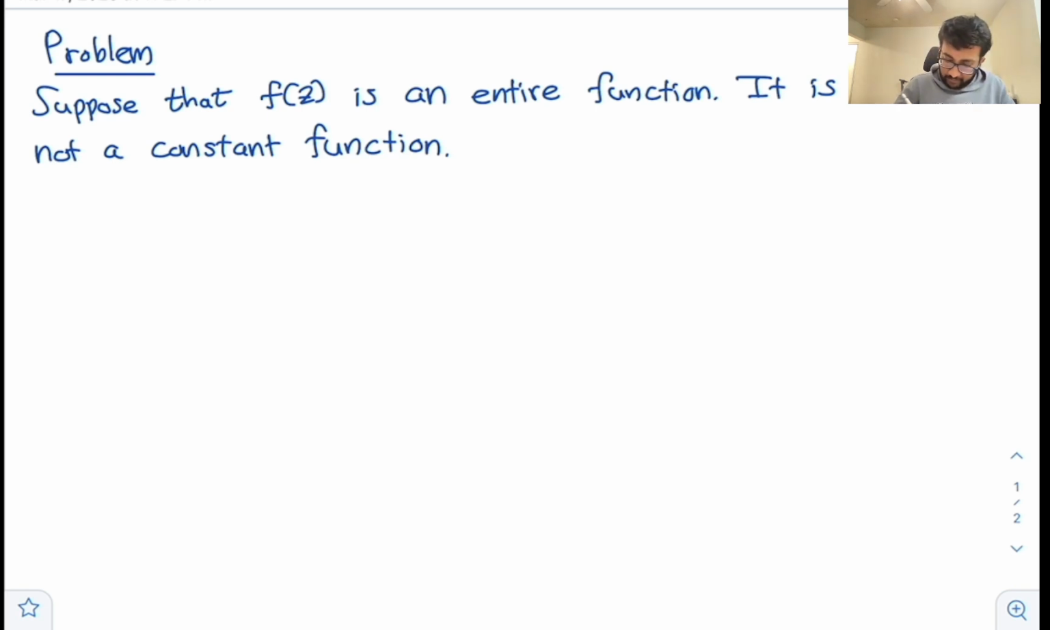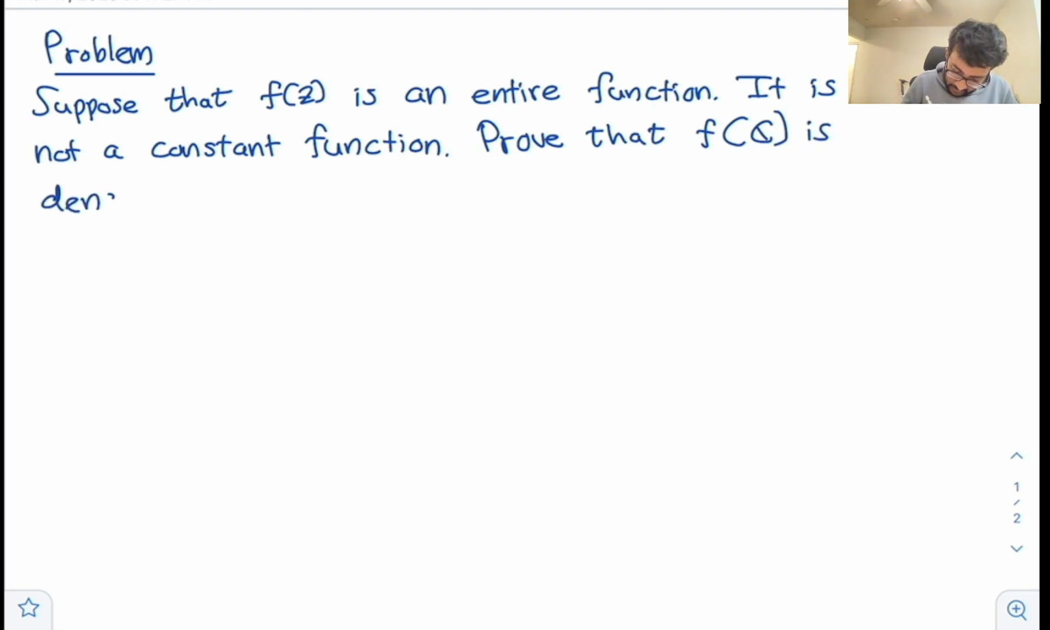Then the problem is, now I have a function which is an entire function. The problem is prove that f(C), the image of this function, is dense in C. This is what I need to prove. I have to show that the image of this function is dense in C. Okay, let's begin.